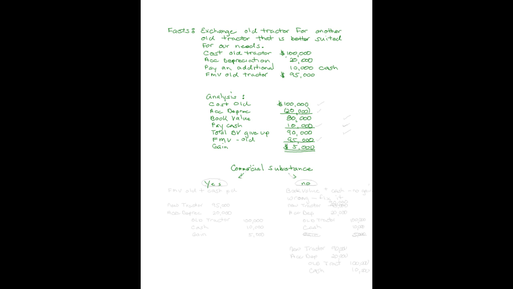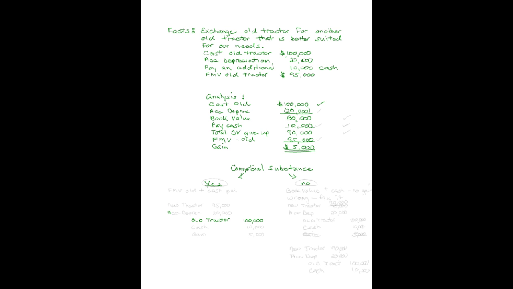Are you ready? So here's where it's going to split. Does it have commercial substance? And the answer is yes. How would you record the transaction? Well, first, you need to get rid of the old tractor. I'm going to start then by crediting the account old tractor. And you really wouldn't say old, but we're going to for my example. And its cost was $100,000, so I'm going to credit it for $100,000 to get it off the books.